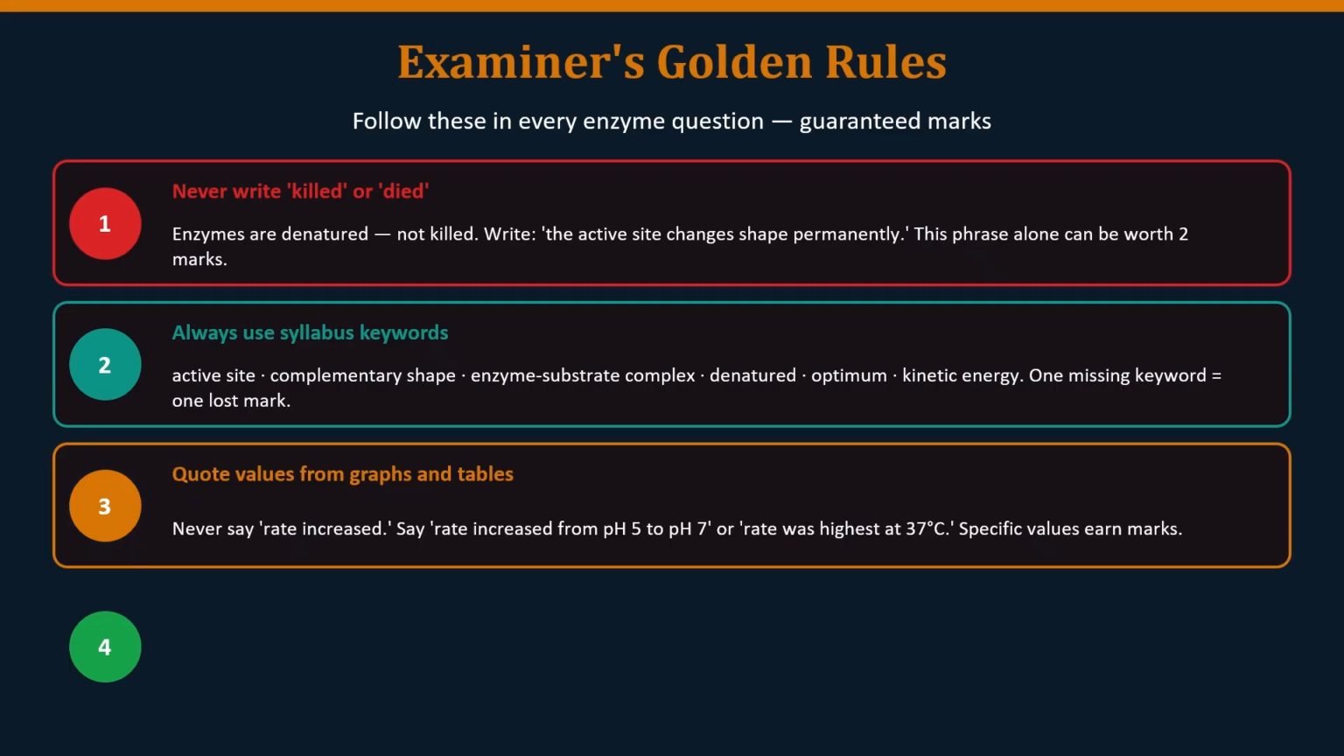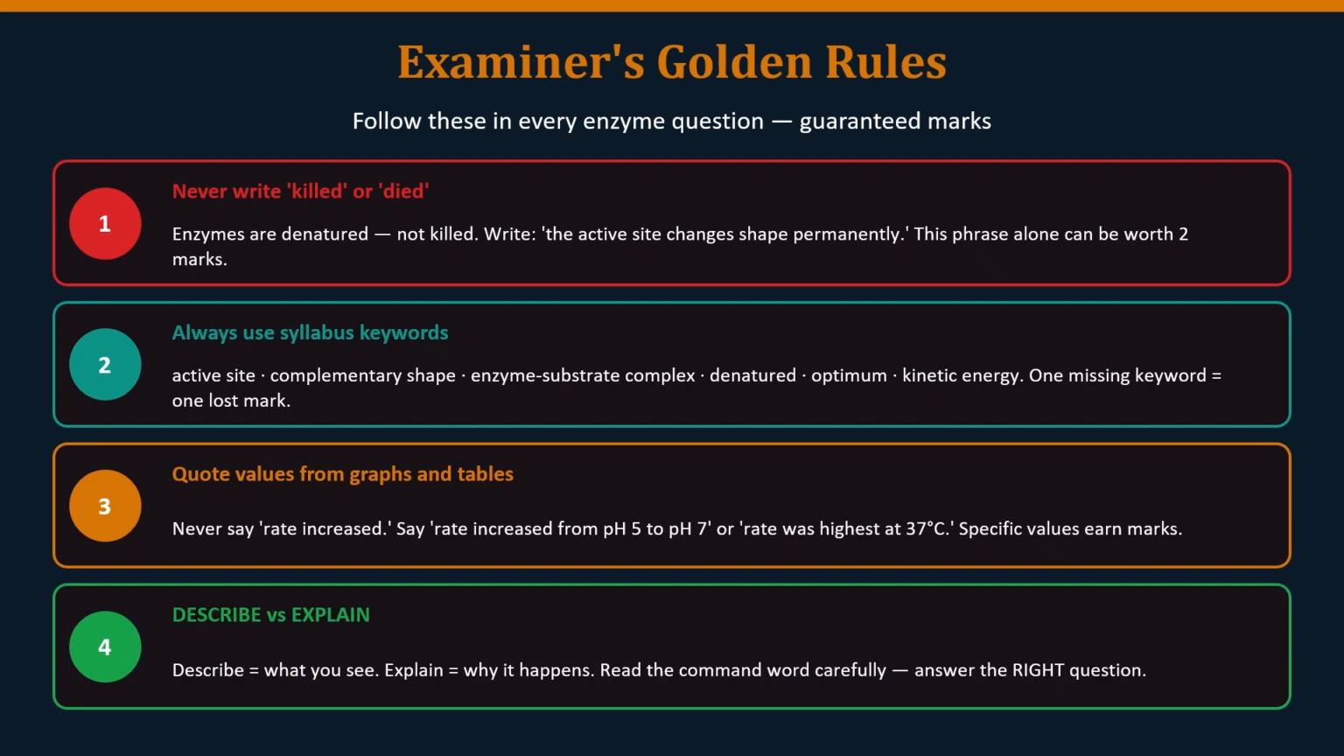Rule number 3 is quote values from graphs and tables. Never say rate increased. Say rate increased from pH 5 to pH 7. Specific values equal marks. Rule 4. Read the command word first. Describe means say what you see. Explain means say why it happens. If the question says describe and explain, do both. Students lose marks constantly by explaining when asked to describe. So, 4 rules, every enzyme question, guaranteed marks.